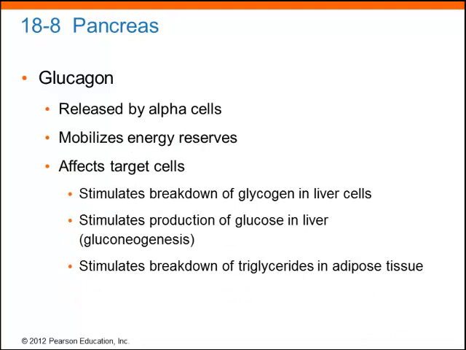Glucagon, remember, is going to do the opposite. Released by alpha cells, it just re-releases all of those stored fats and glycogen and even breaks down protein. So in addition to getting the glycogen broken down in the liver, it's going to stimulate the production of glucose from fatty acids and amino acids. That process is called gluconeogenesis. The neo tells you you're making new glucose from something that wasn't a carbohydrate, an amino acid or a fatty acid, and of course breaks down your fat reserves.